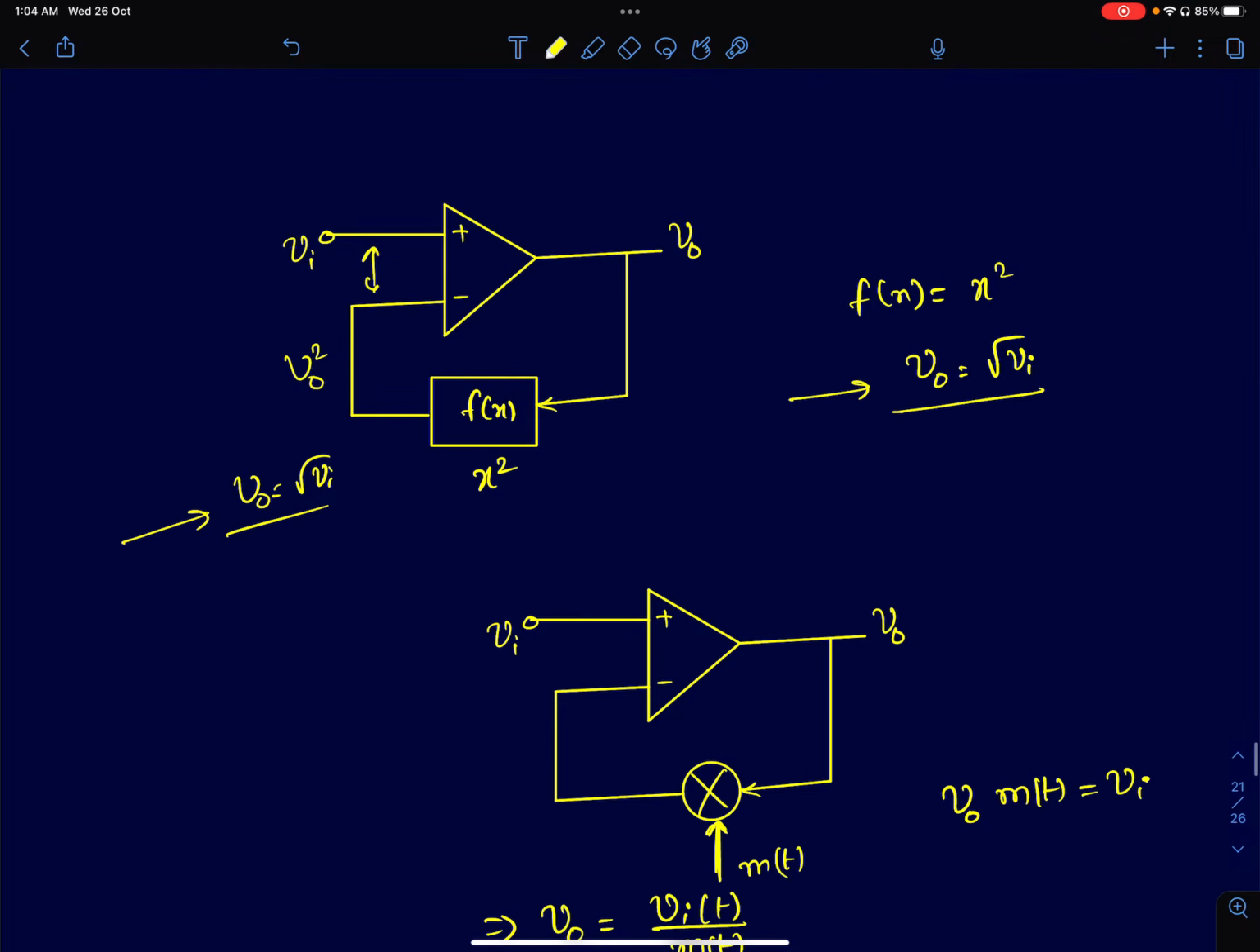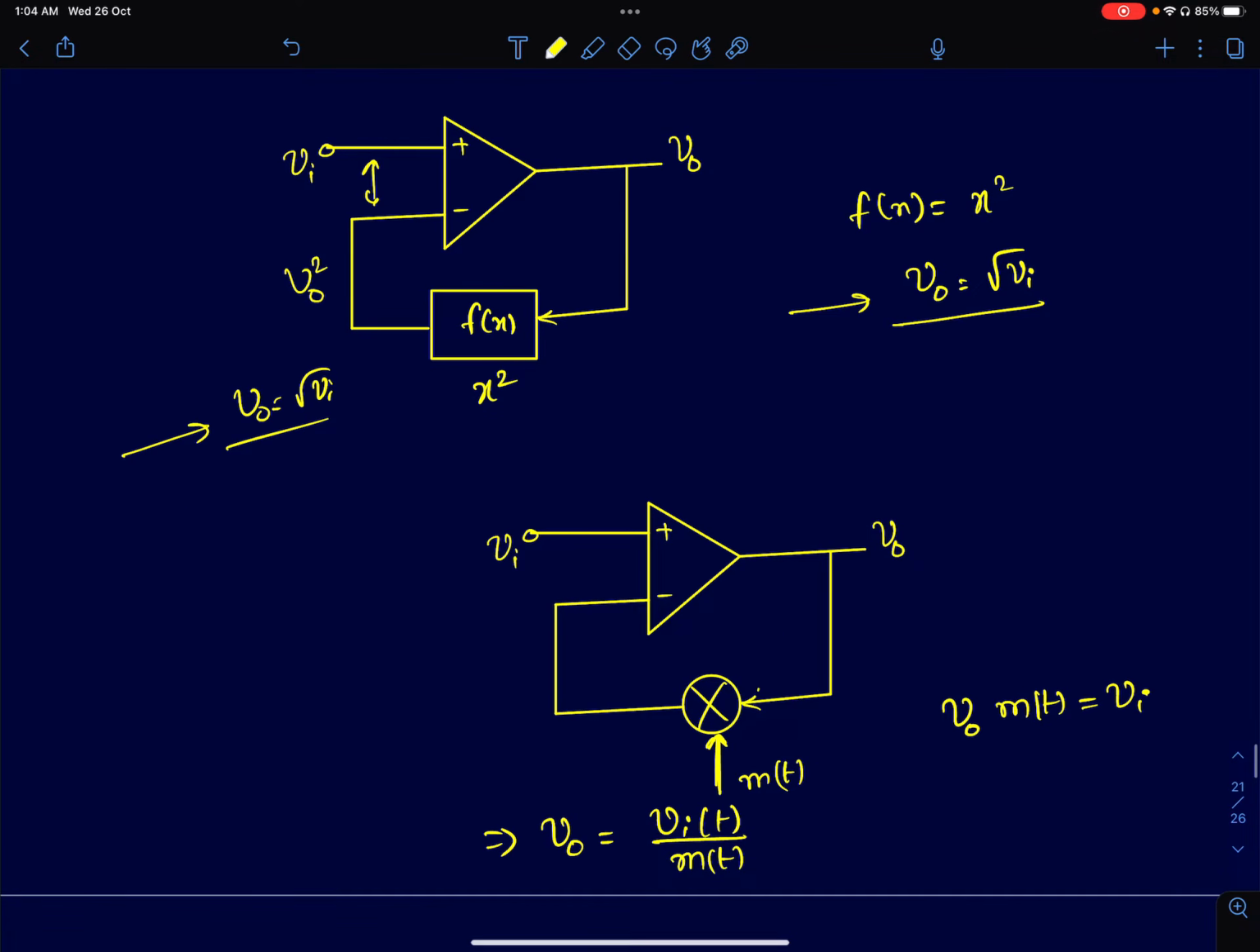Now we will look at the similar properties of having some kind of a nonlinear function in feedback, and see what it does. Here I have used a multiplier in feedback. I have an output voltage V0 and I'm multiplying it by another voltage M of t, and that is being fed back at the input. Again, negative feedback prevails. Right now we are not worried about whether we have negative feedback under all conditions or not.